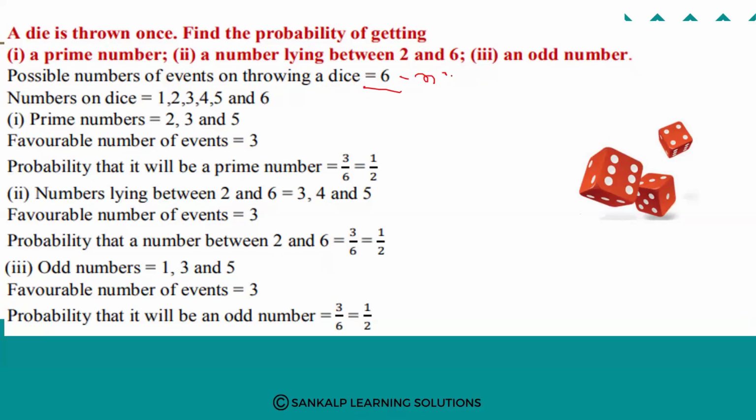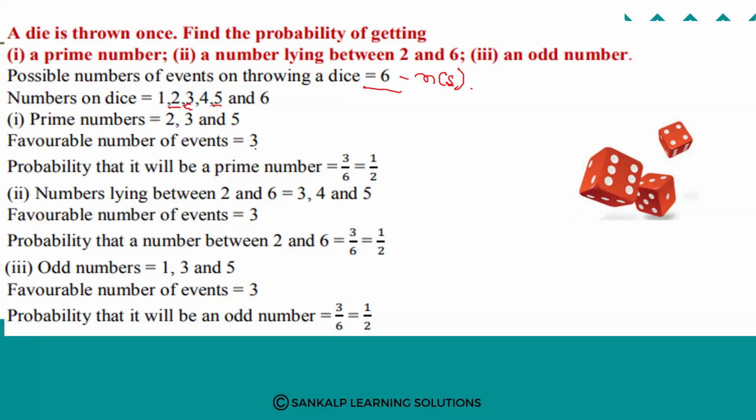So this is the total number of outcomes, which I will take as n of S. The numbers on the die are 1, 2, 3, 4, 5 and 6. First, they have asked: find the probability of getting a prime number. Between 1 and 6, how many prime numbers will you get? 2 is a prime number, 3 is a prime number, and 5 is a prime number. That means you get a total of 3 prime numbers.